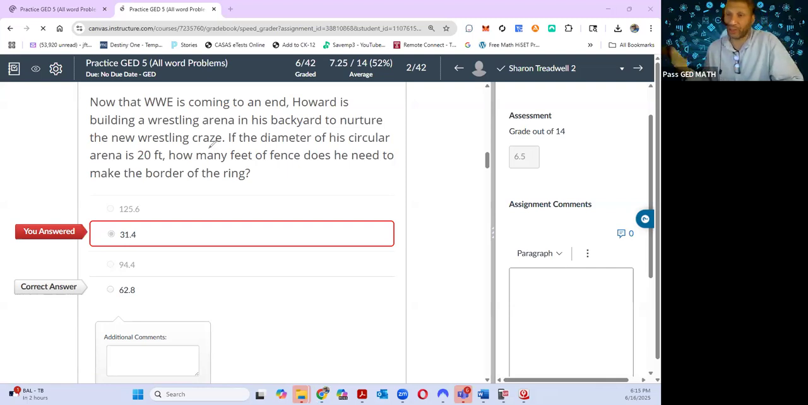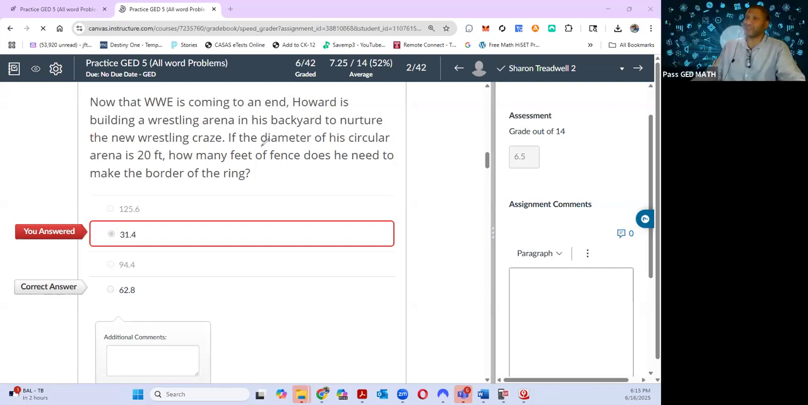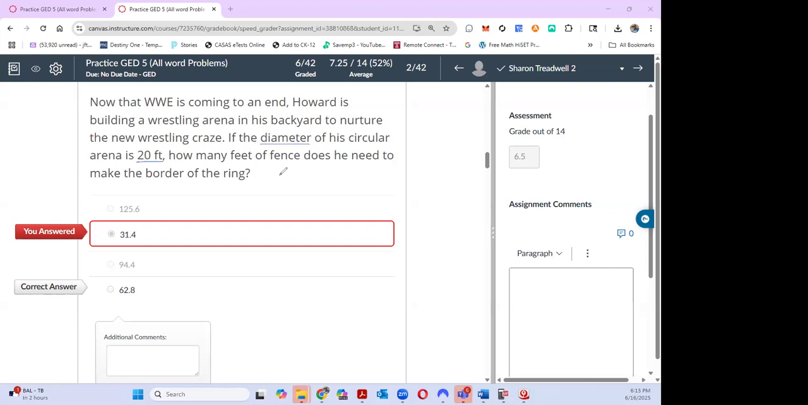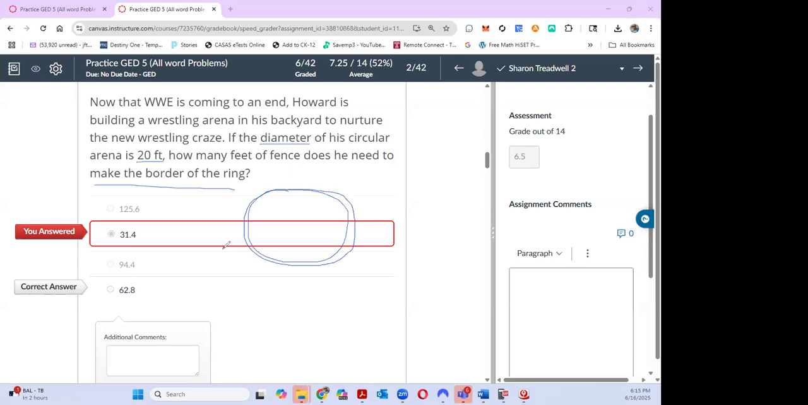Howard's building a wrestling arena in his backyard to nurture a new wrestling craze. If the diameter of a circular area is 20 feet, how many feet of fence does he need to make the border? What you have to remember is, how much fence does he need to make a border? Border is what? Around. So is that area or circumference? Circumference.